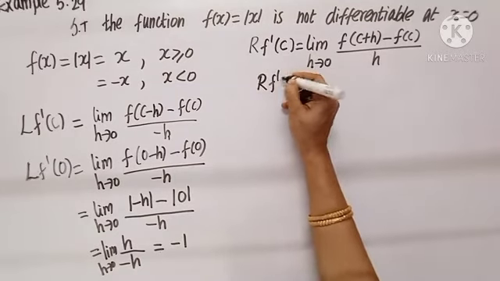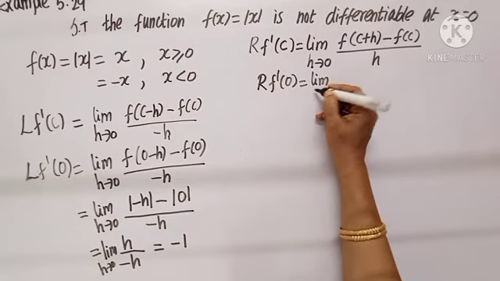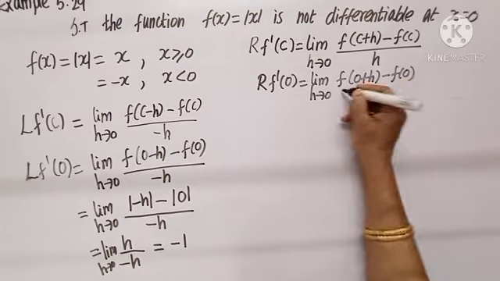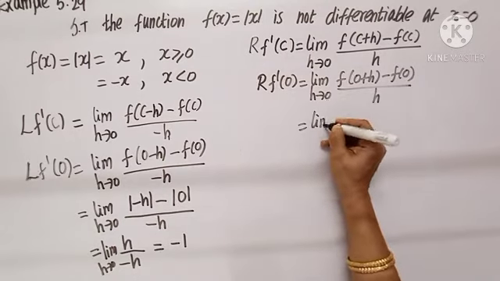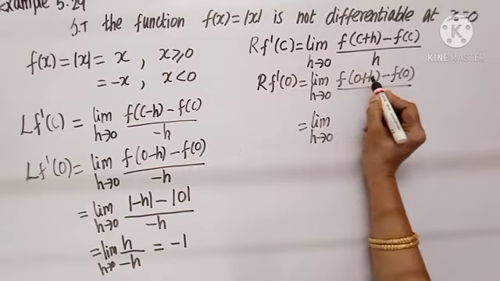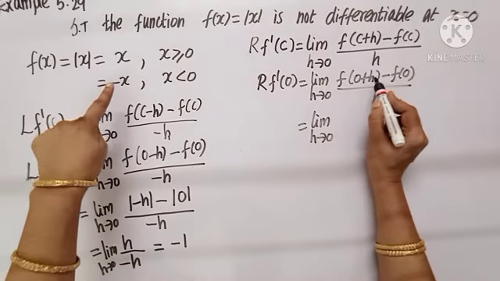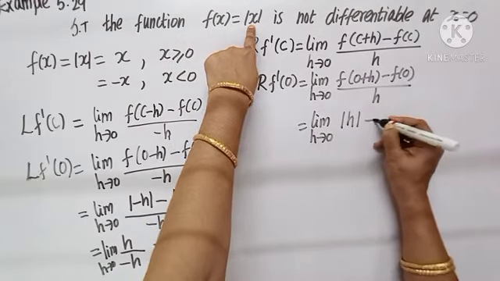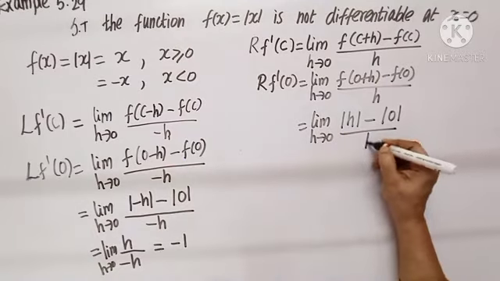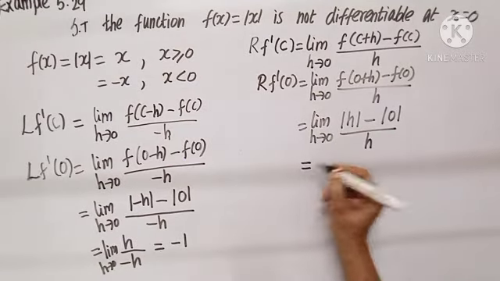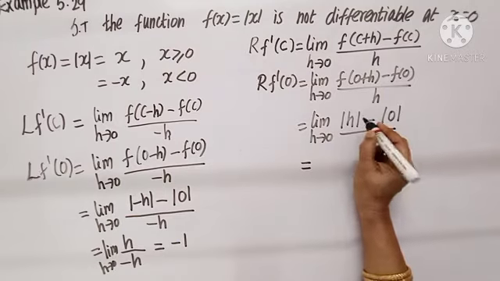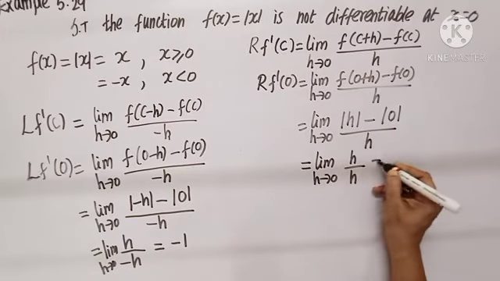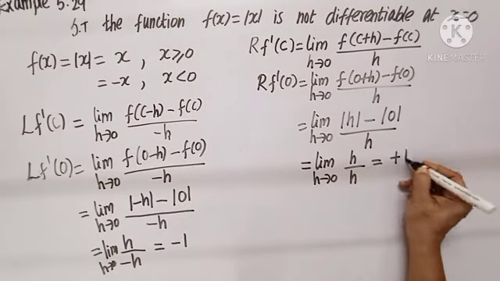The same idea I proceed with. Write the right derivative at 0: limit as h tends to 0 of (f(0 + h) - f(0))/h. f(0 + h), 0 plus h is h. My function is mod x. So modulus of h minus modulus of 0, by h. I get modulus of h is h only. So limit as h tends to 0 of h by h. h by h is +1.